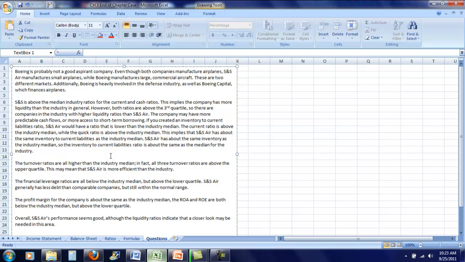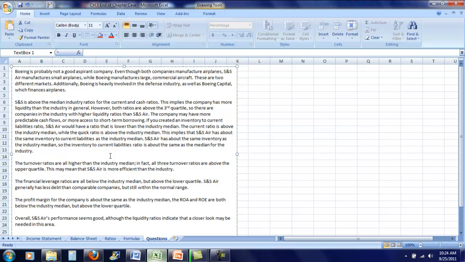The next question says, compare the performance of SS Air to the industry ratios. For each ratio, comment on why it might be viewed as positive or negative to the industry. Suppose you create an inventory ratio calculated by inventory divided by current liabilities. How do you think their ratio would compare to the industry average?